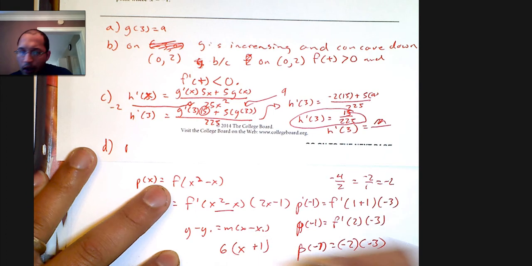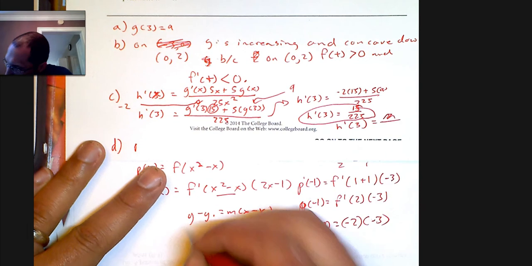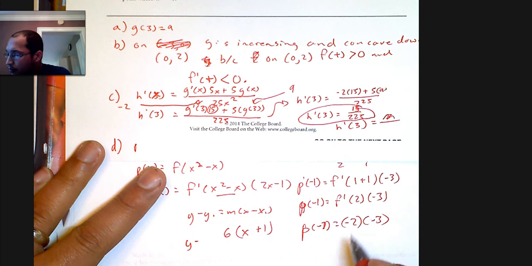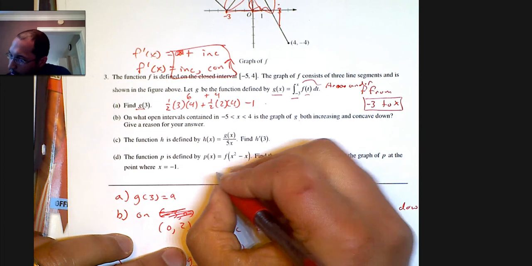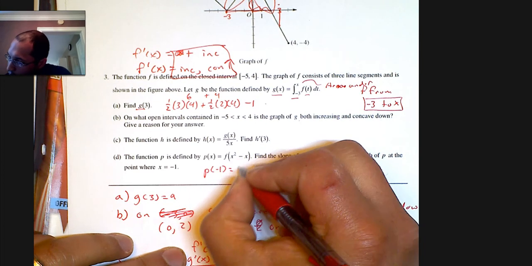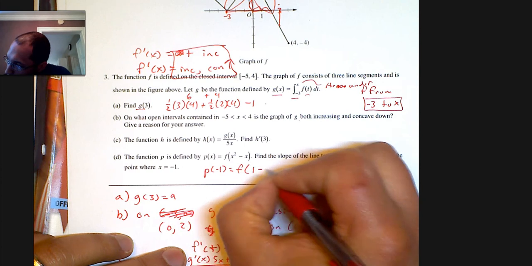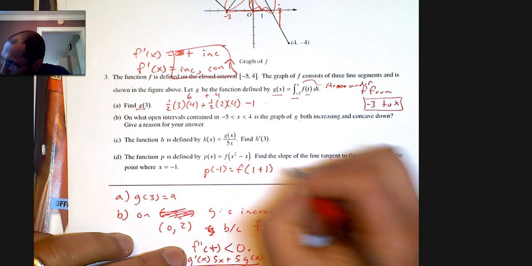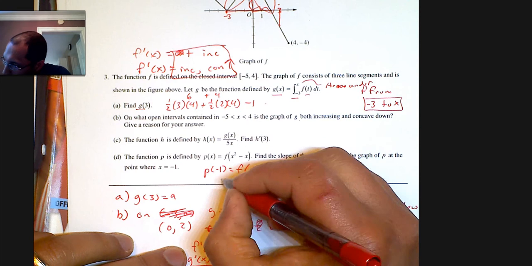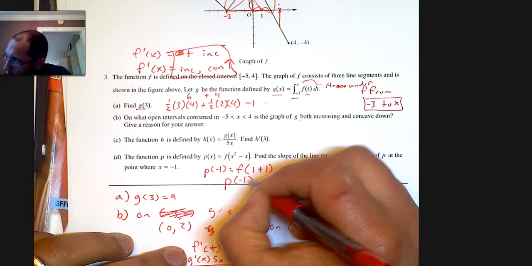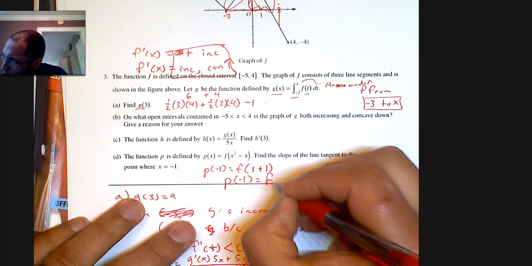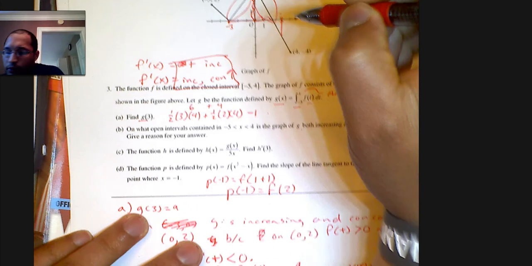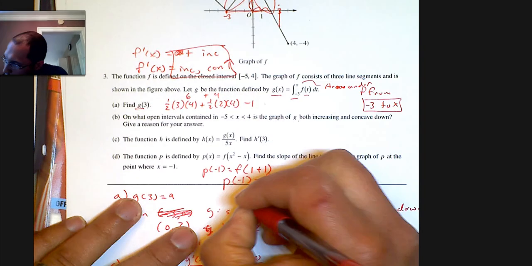Yay! And so y minus y1. Now we got to find the y. How do we find the y of this function? Well, we're given the equation. We're going to plug in negative 1 here. P of negative 1 is equal to f of negative 1 squared minus negative 1, so f of 1 plus 1, which is f of 2. Stop, phone. F of 2. Okay, so f of 2 is the actual y value at 2, which is 0. So p of negative 1 equals 0.